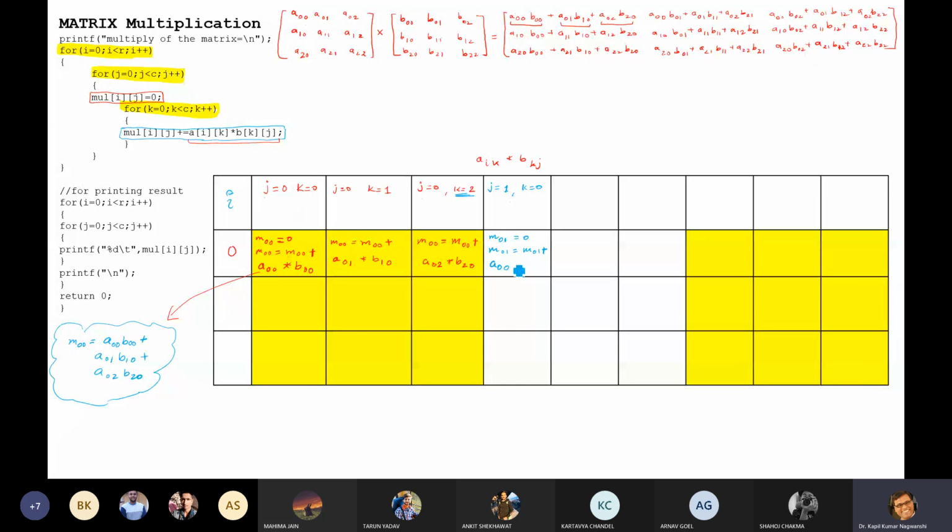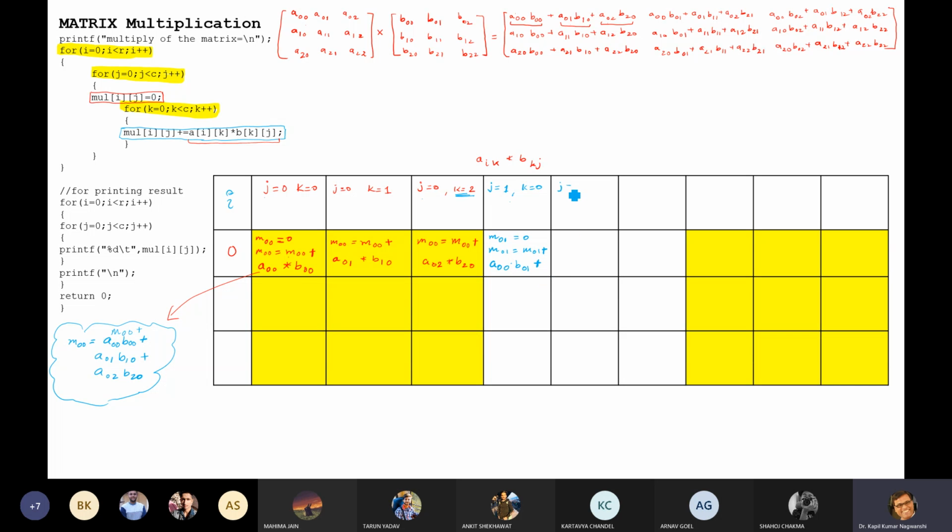Then B KJ. K is 0 and J is 1. Then put plus, because ultimately we are going to add this. So I had written this statement like this. Let me write M00 plus also. So now this is M01 plus A00 and then plus, and go to next iteration.